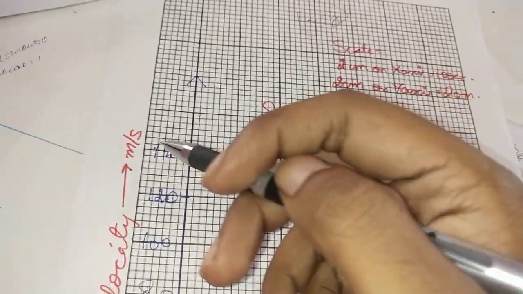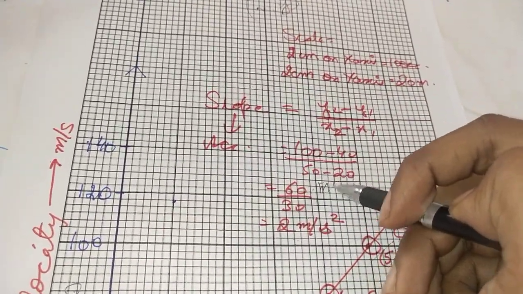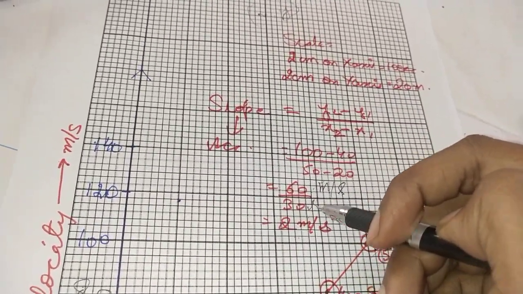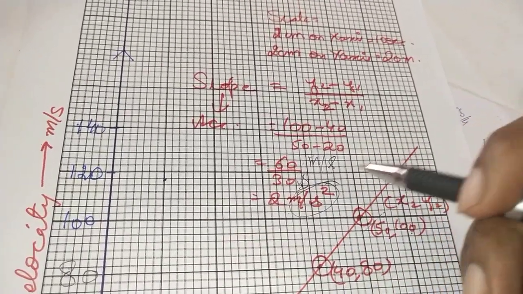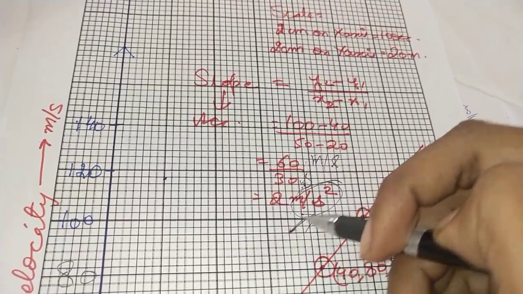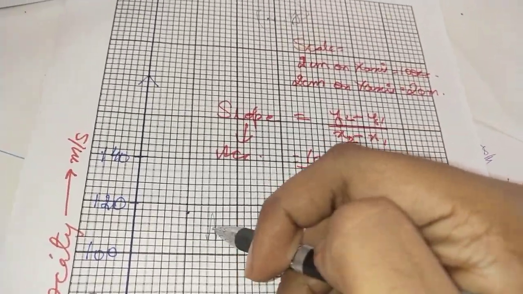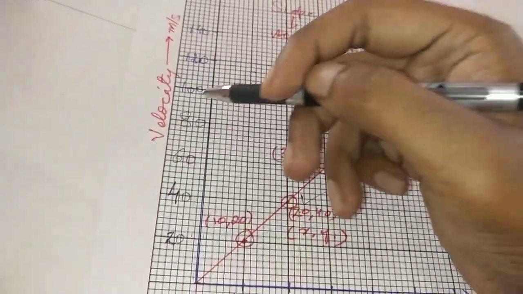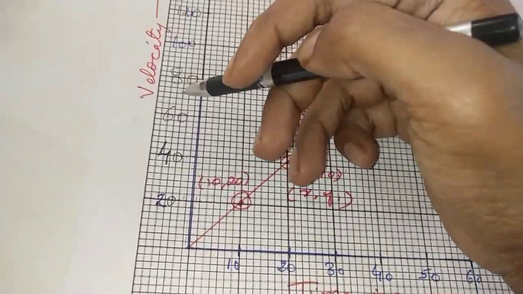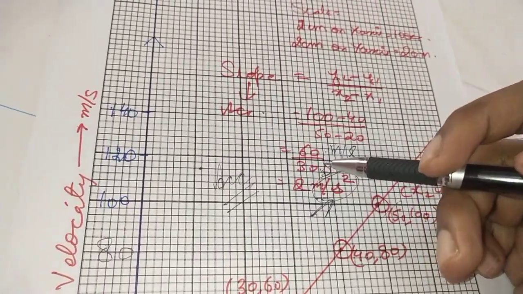The y part is denoting meter per second and the x part is denoting second. So meter per second upon second is going to be meter per square second. What is that the unit for? This is the unit for acceleration. That is why the slope of this velocity time graph, y upon x, is the rate of change in velocity, that means acceleration.